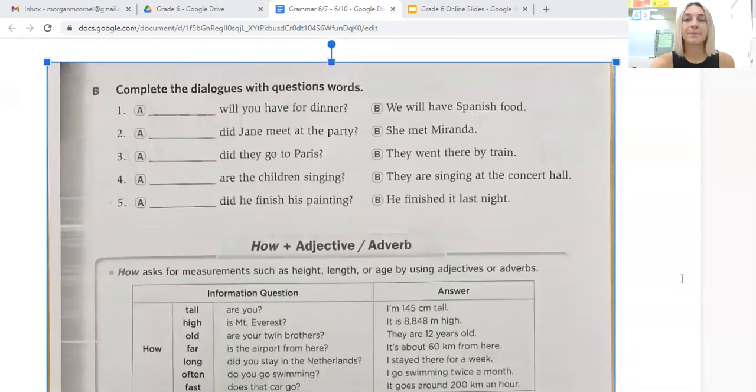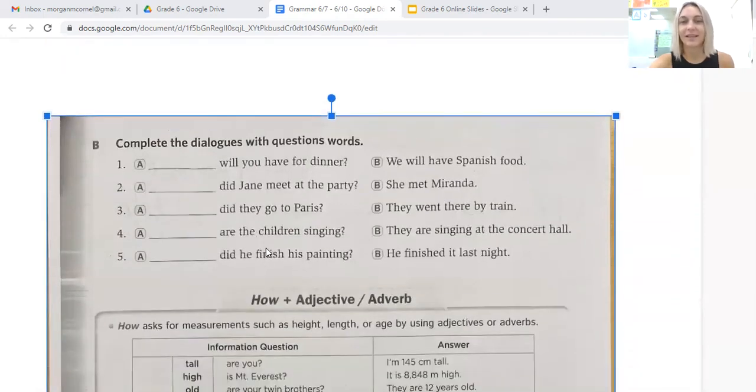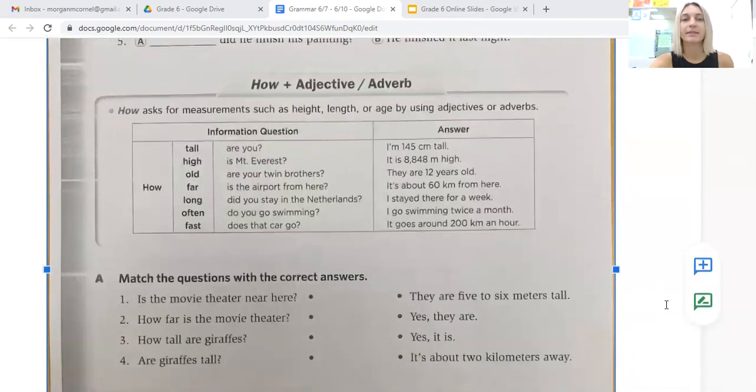Now, part B, complete the dialogues with the question words. So you have most of the question and you have the answer. You just need to choose which question word it will be. Why, what, who, when, how, and where. Got one of the WHs. Okay. Now let's look at the second box.